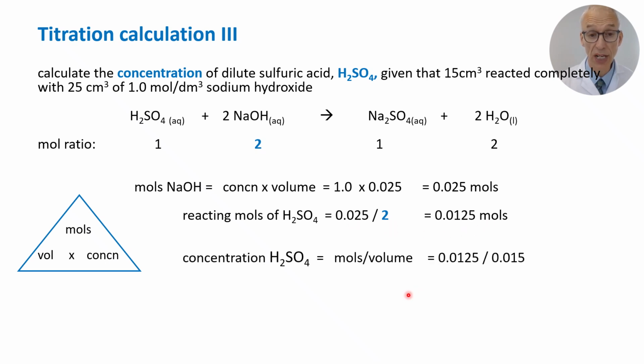Then it's plain sailing. The concentration is moles divided by volume. Moles divided by volume, 0.0125 divided by 15 centimeters cubed in decimeters cubed, comes out as 0.83 moles per decimeter cubed. Congratulations if you got that right.